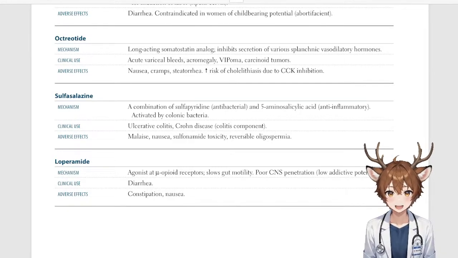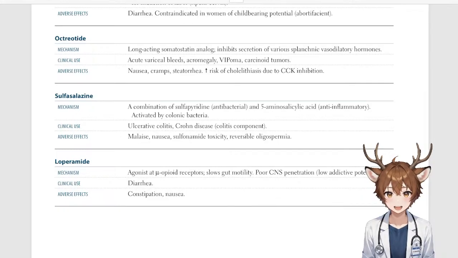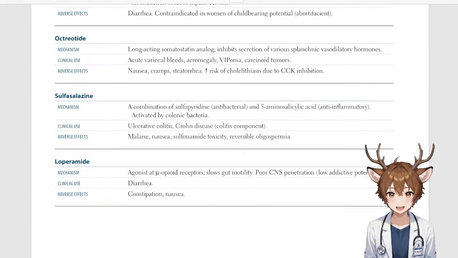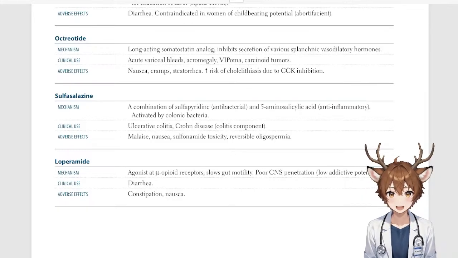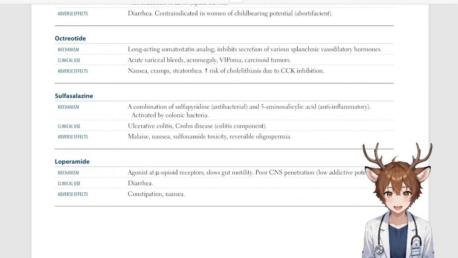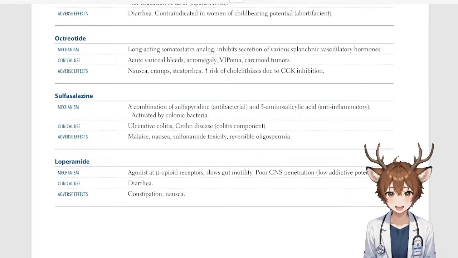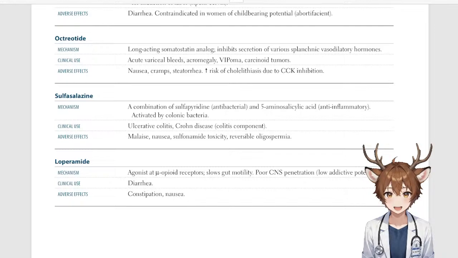Sulfasalazine, mechanism would be a combination of sulfapyridine, antibacterial, and a 5-amino salicylic acid, anti-inflammatory, activated by colonic bacteria. Clinical use would be ulcerative colitis, Crohn's disease, colitis component. The adverse effects would be malaise, nausea, sulfonamide toxicity, and reversible oligospermia.